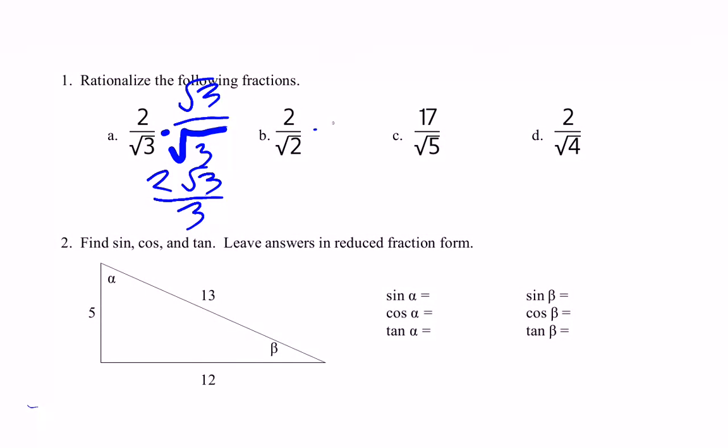In B, I need to multiply by square root of 2 over square root of 2, which is just 1, so I'm not changing my number at all. So that leaves me with 2 square root of 2 over 2, and my 2's reduce to 1, so I get square root of 2.